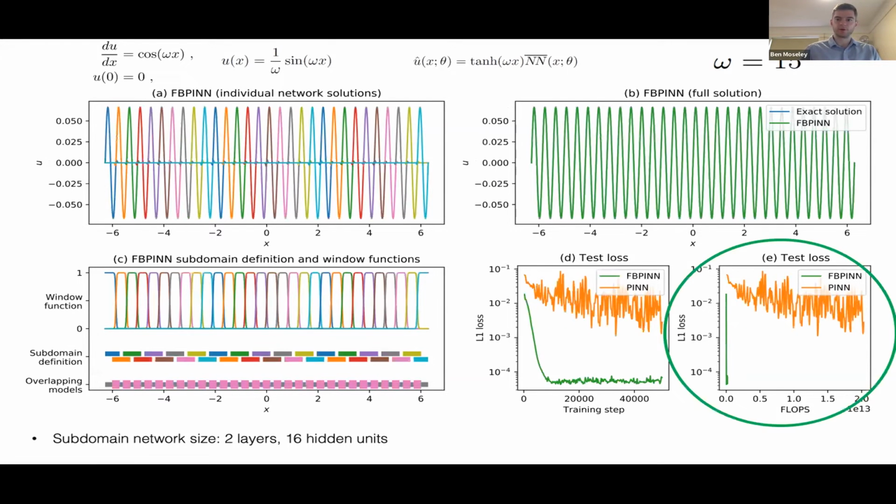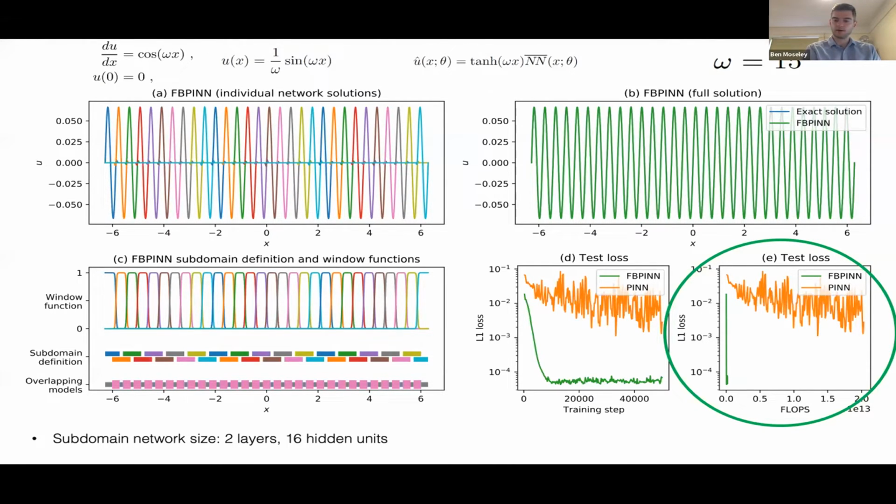So I guess the key result of the paper is that as we go to higher frequencies, we see much better improvement of the FBPINN versus the PINN. There are two key observations here. One is that it converges to a much higher accuracy, a couple of orders of magnitude better than that first PINN that I showed. And it also takes a lot less time to converge. It converges within a few thousand training steps rather than tens of thousands of training steps for the PINN.